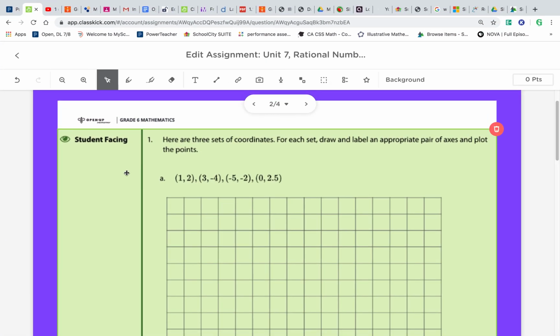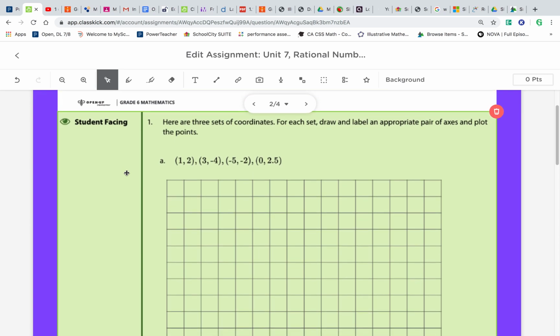Okay, hello class. We are here for lesson 12 in unit 7. For this lesson, we're going to be practicing constructing axes on a coordinate plane from scratch. This is something you're going to face a lot. You might have graph paper or a coordinate plane like this, but there's nothing on it. It's just sort of plain.